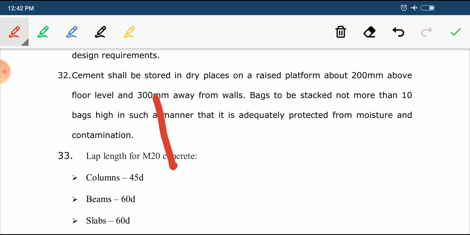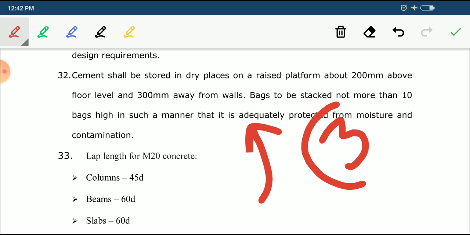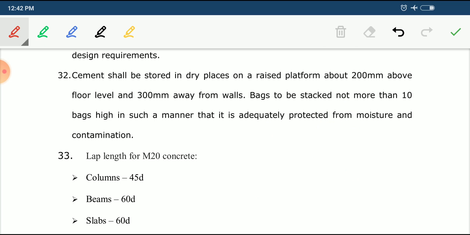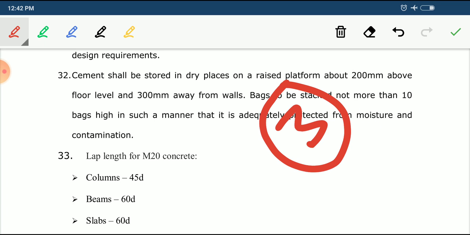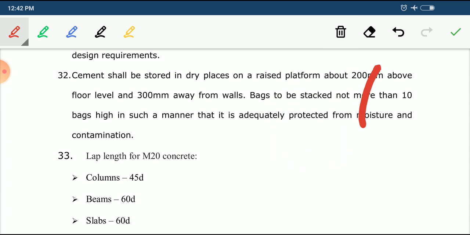And from the date of manufacture, how many months can you store the cement bag? Only 3 months. Before 3 months from the manufacture date, you can use that cement if you want good strength, good quality cement. If you want to use it after that, you have to check the properties of that cement. Next.